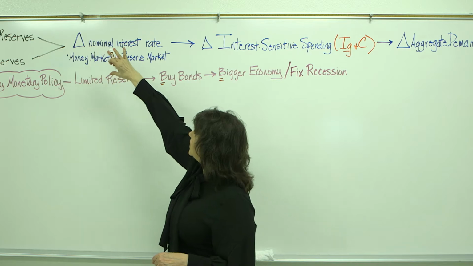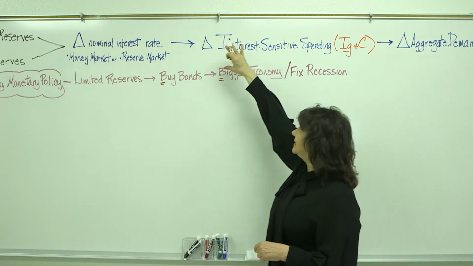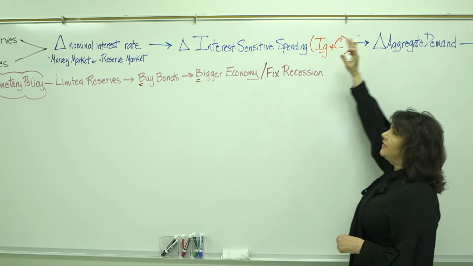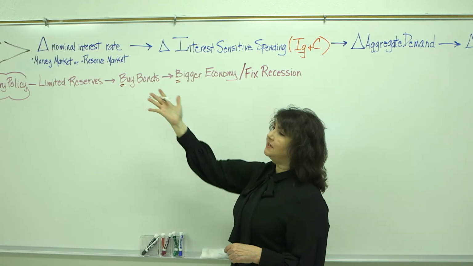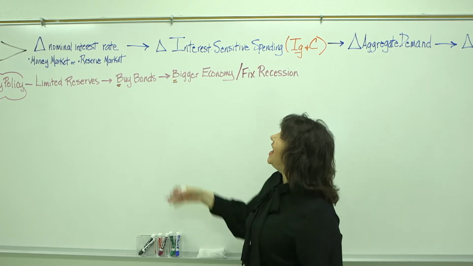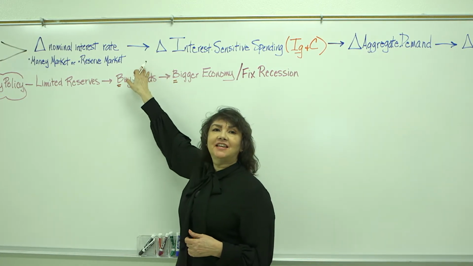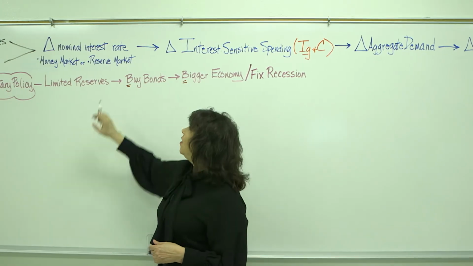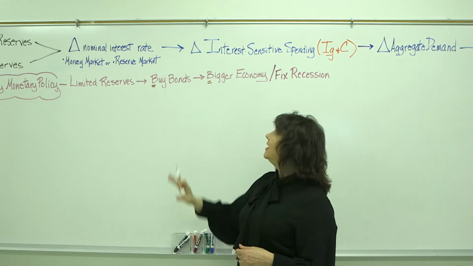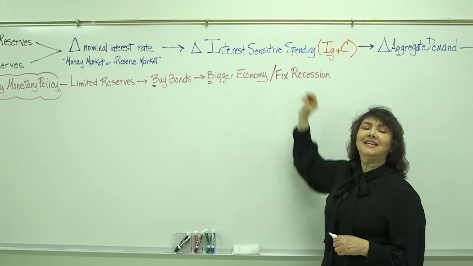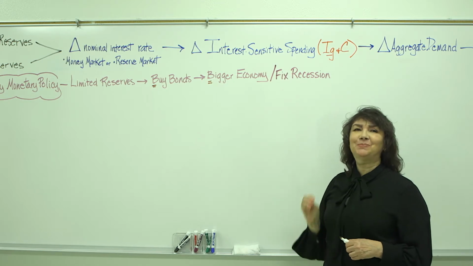Here at the top across the entire board is the sequence of the graphs that I'm going to draw out. The point is, whether it's a limited reserve system or an ample reserve system, you are going to see a change in the nominal interest rate. So whether or not you're using the money market or the reserve market, that change in the nominal interest rate is going to lead to a change in interest-sensitive spending.